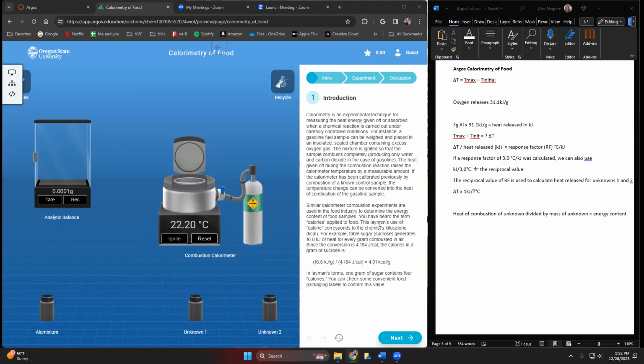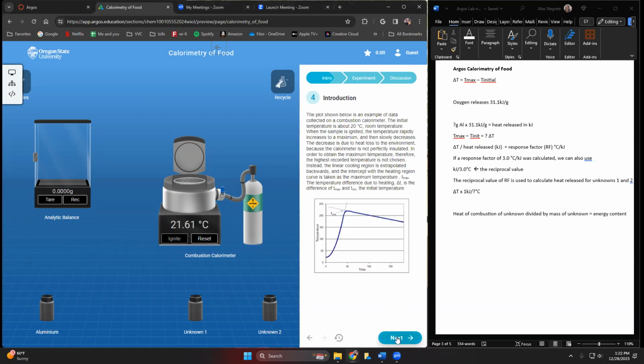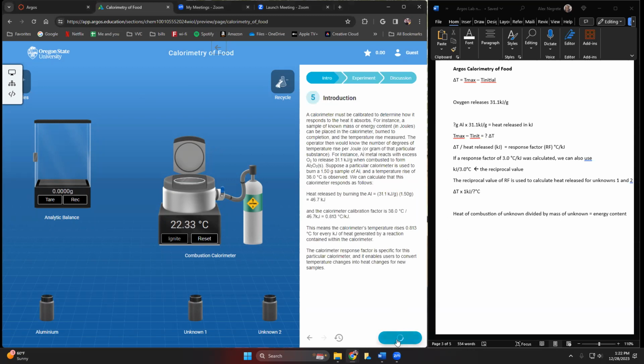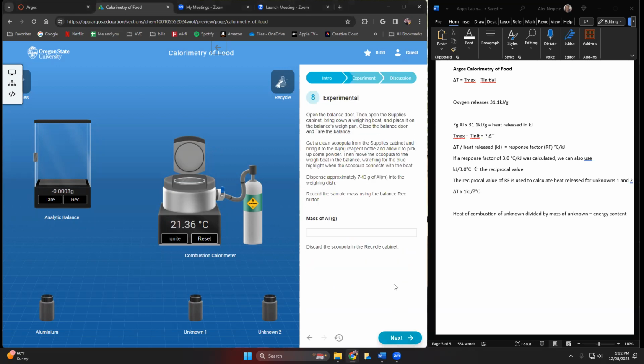So background again, go ahead and read the background information here. This here is not necessarily going to be required, but just something you can read through. And you can read all of the introduction, take some notes there. And we'll start with the experiment.